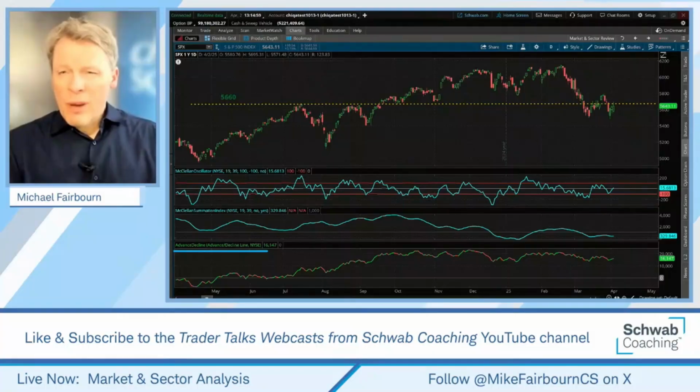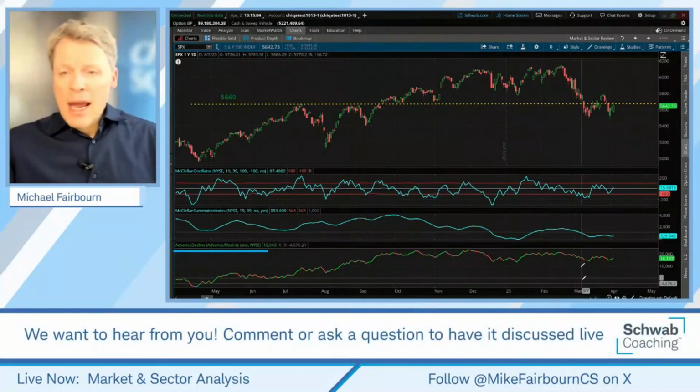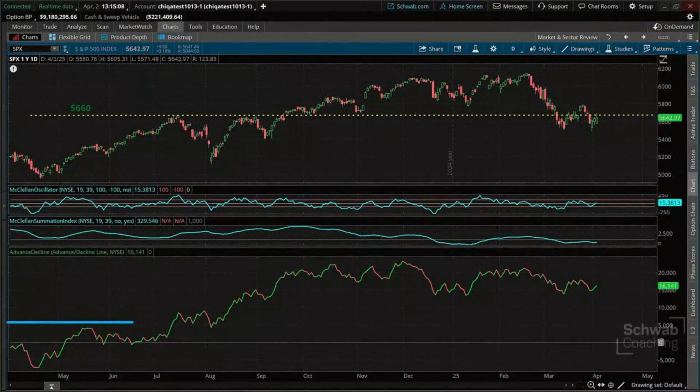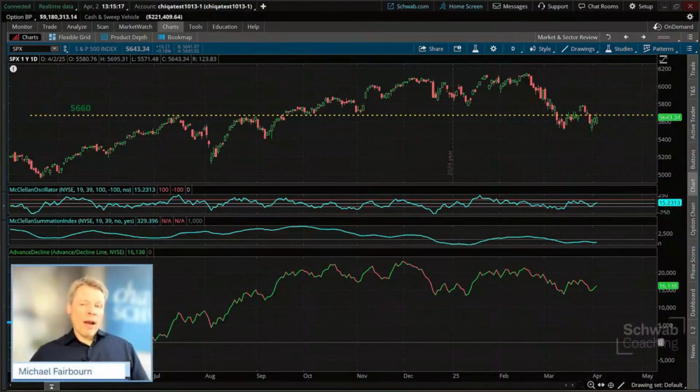All right. Well, with that, let's see. Here is our advanced decline line, and I'm going to really zoom in on it. I'm going to point out some key details here as we dive into the advanced decline line. Now, the advanced decline line is a technical indicator. It's used as a market breadth indicator. Now, why would market breadth be important right now?